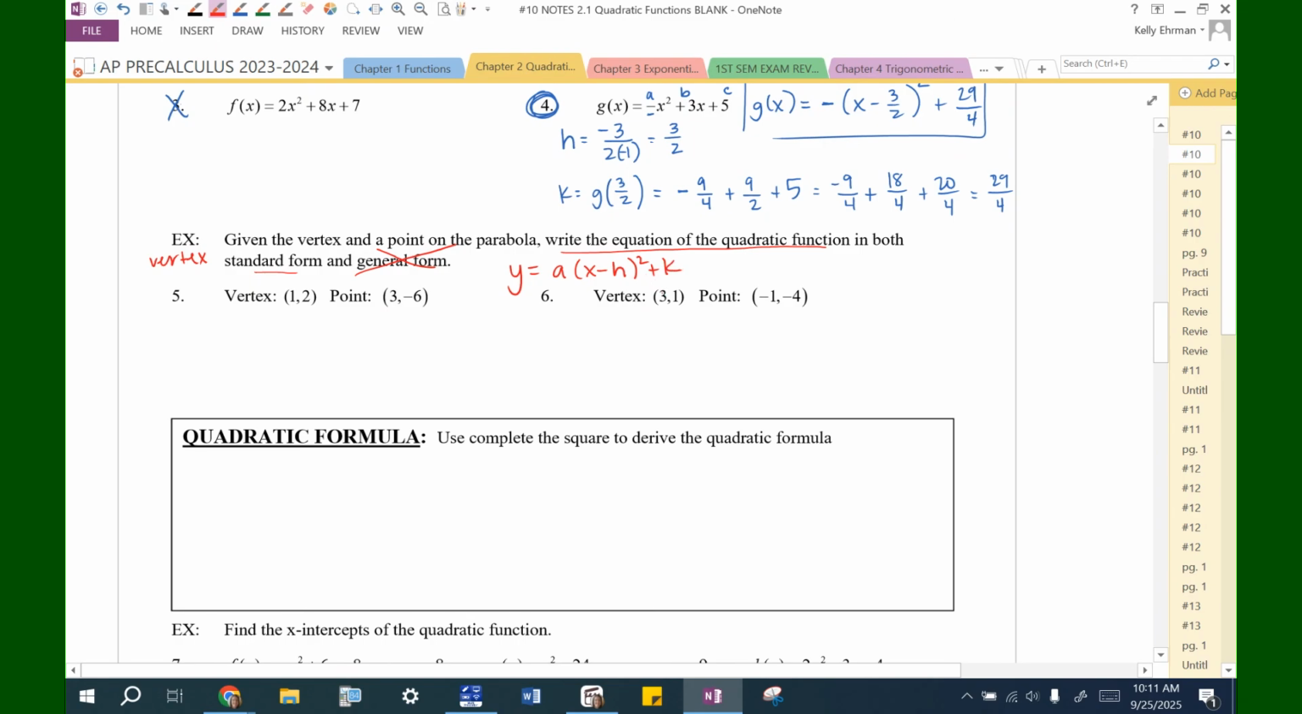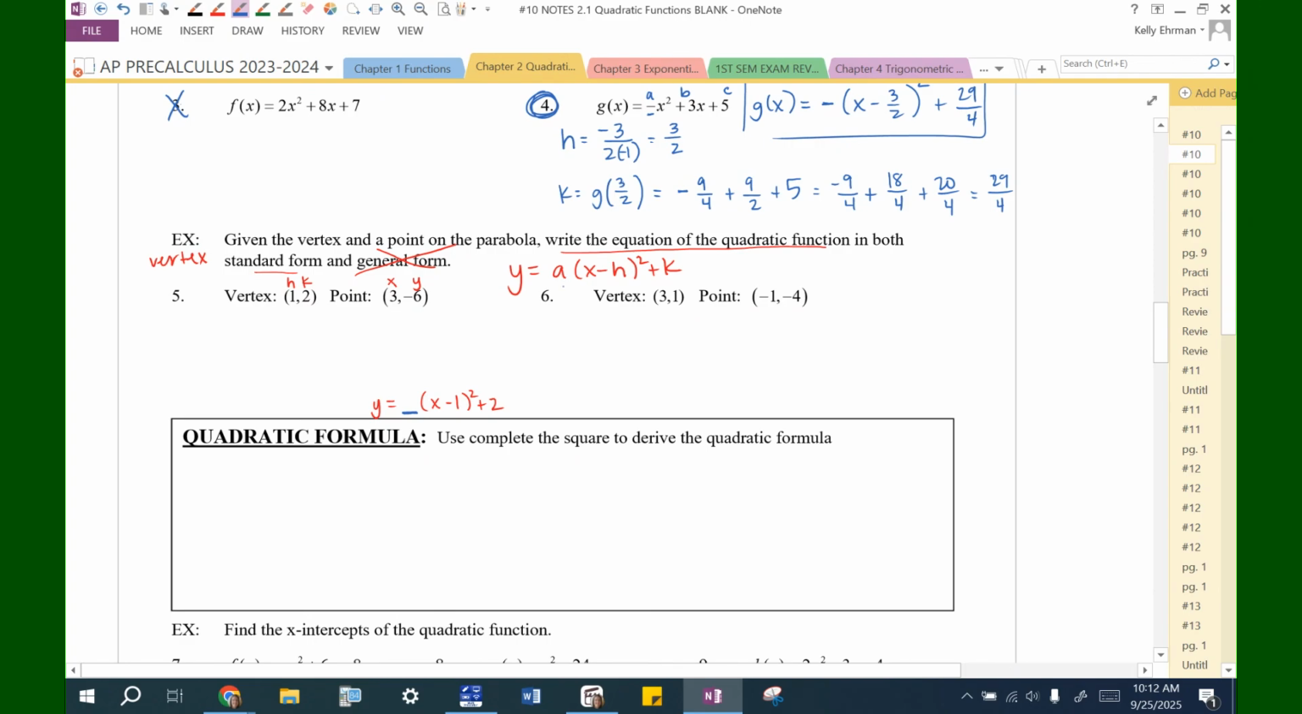These problems are pretty straightforward. Basically, you have almost everything you need to write this equation. You have a vertex, which is an h and a k, so go ahead and label these. You have a point, which represents any x, y on the graph. So right now, if I have the vertex, I have this much of my equation, x minus 1 squared plus 2. The only thing I do not know is what goes in front.